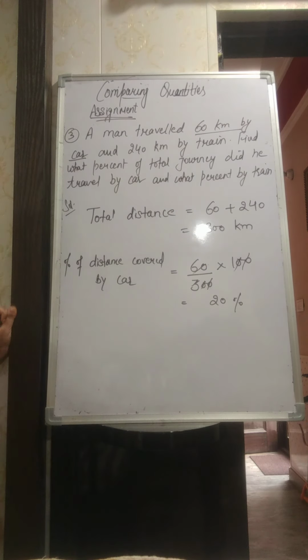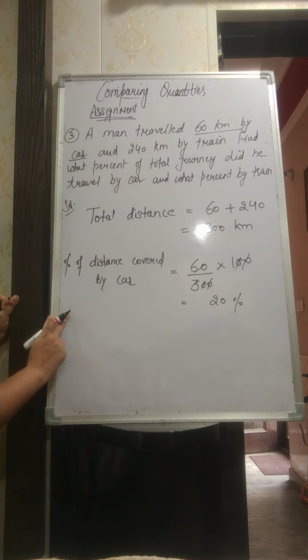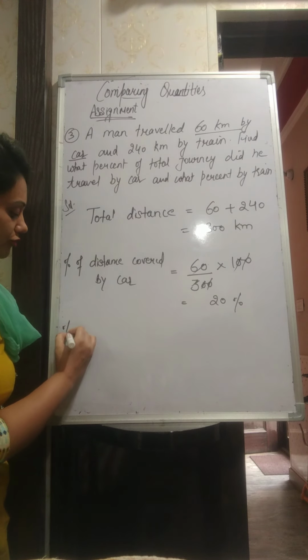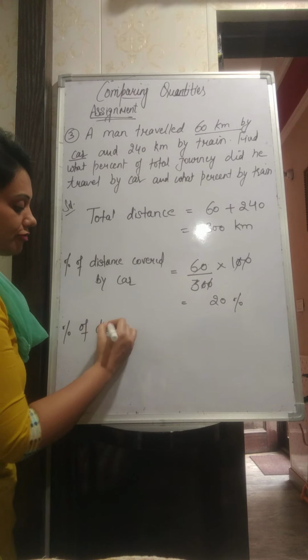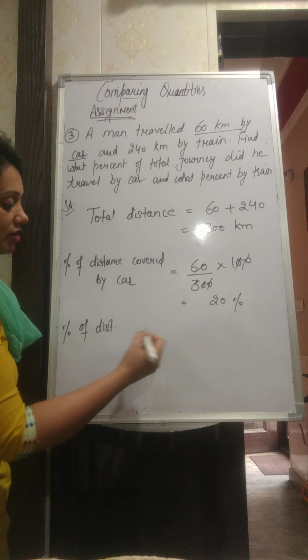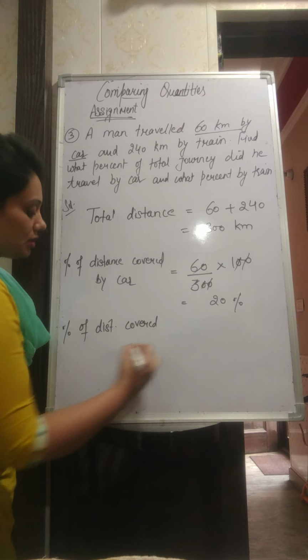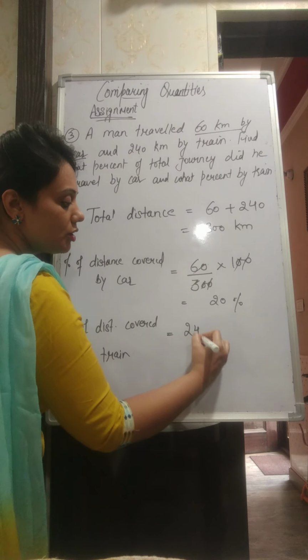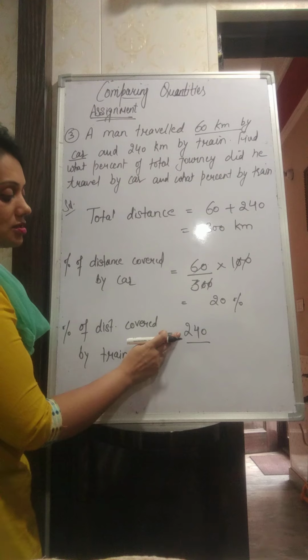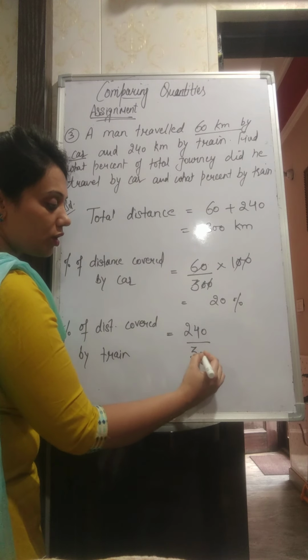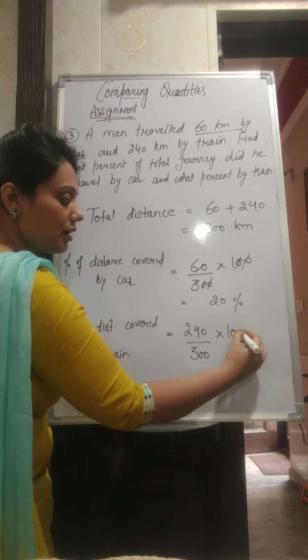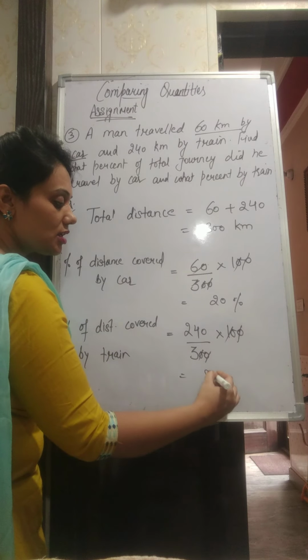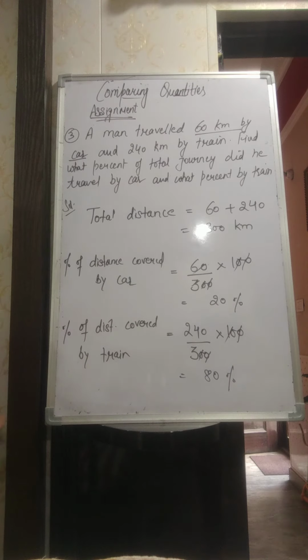So it is 20%, right? So 20% is the distance which is covered by a car. And now we have to find the percentage of distance covered by a train. Now see, 240 kilometers is covered by train, out of total, multiplied by 100. So it is 80%, right?